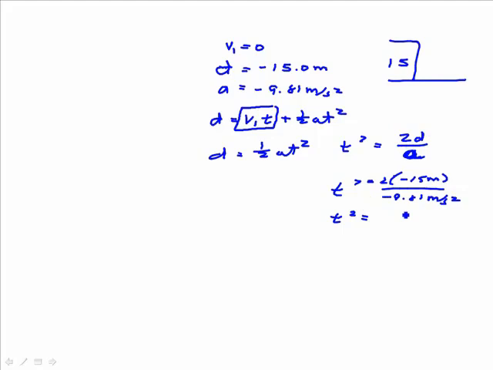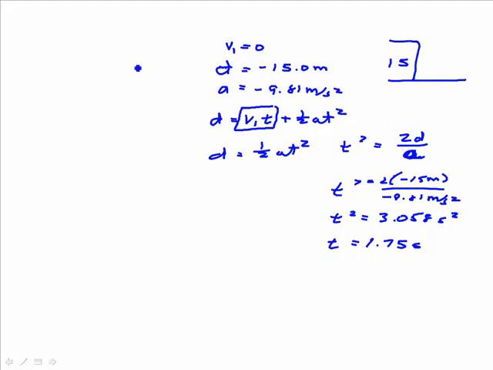So t squared is going to be equal to 3.058 seconds squared. But of course we don't want seconds squared, we want seconds, so t is the square root of that, and the square root of 3.058 is 1.748, or we'll say 1.75 seconds. So that is the time of travel. How long does it take the rock to hit the ground? Approximately 1.75 seconds.